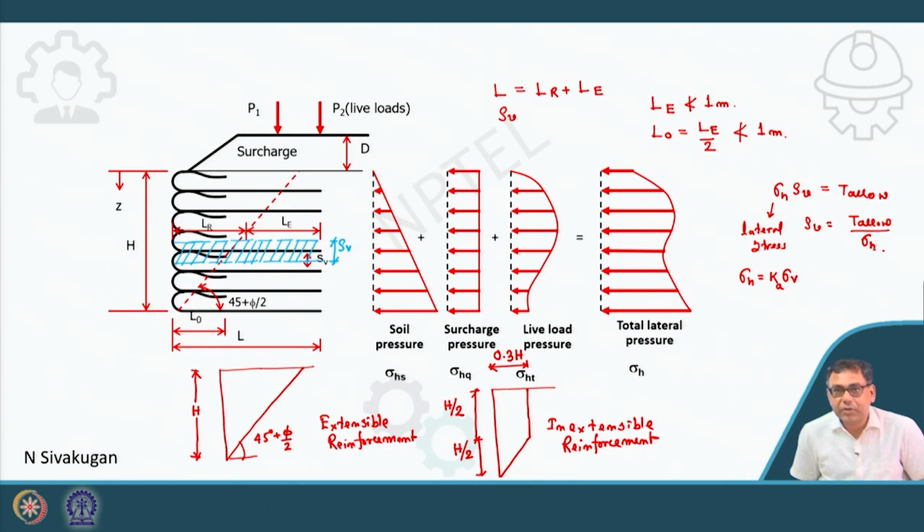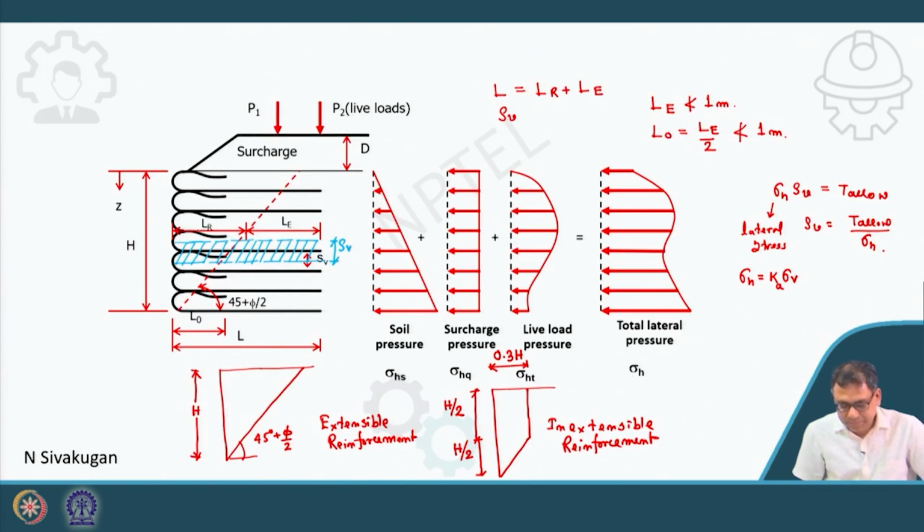Clear? So, this way I can get the SV. Now, how will I get the length? That is an important thing. How will I get the length? The length, as I mentioned, L as, is equal to LR plus LE.